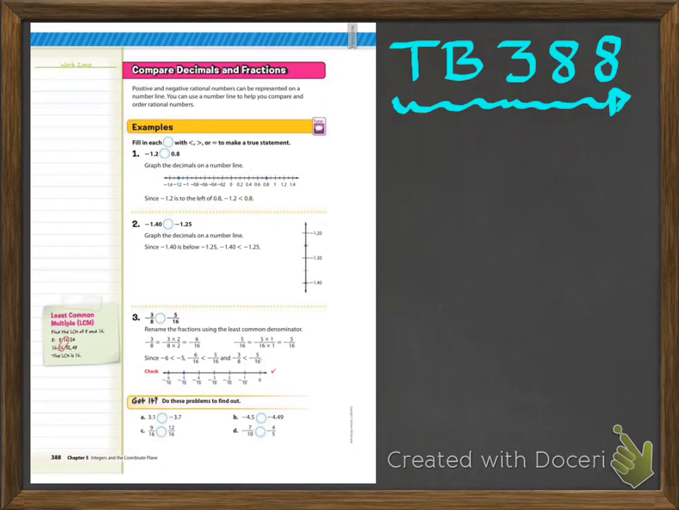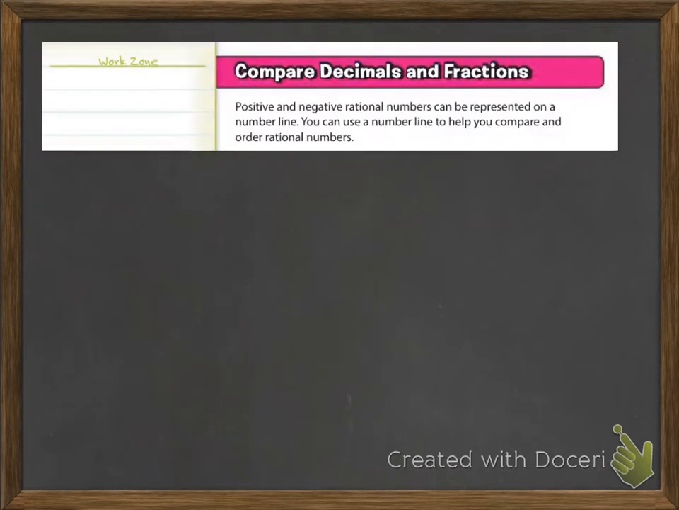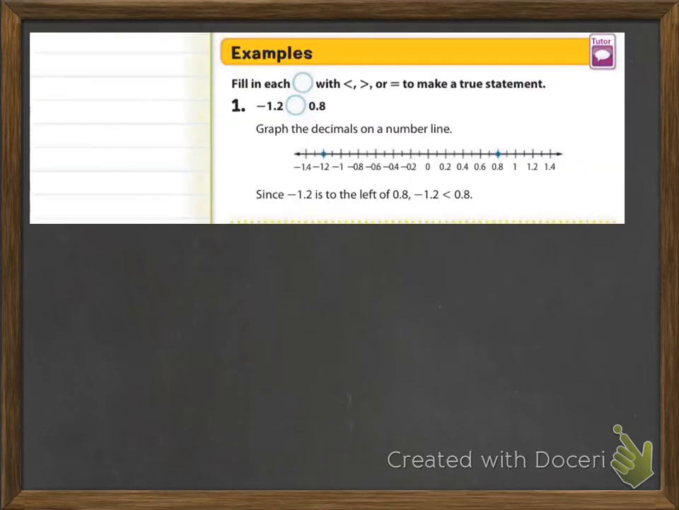On textbook page 388, you should see comparing decimals and fractions. Then it says positive and negative rational numbers can be represented on a number line. Okay, so on a number line. And then it says you can use a number line to help you compare and order rational numbers. All right, so number line's one way to do it. It says examples. Fill in each circle with a less than, greater than, or equal to make the statement true.